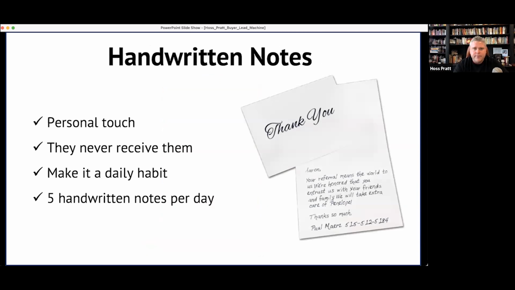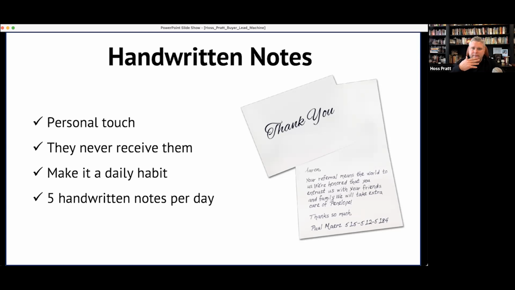It will help you. Handwritten notes. I want you to write 5 handwritten notes every day. Who do we write them to? Well, we already talked about our database, our sphere of influence, but what about all the buyer leads we're generating? There are few things that will give you a return like a handwritten note. I know it sounds silly, but handwritten notes are something that have been around forever, but nobody ever sends them.